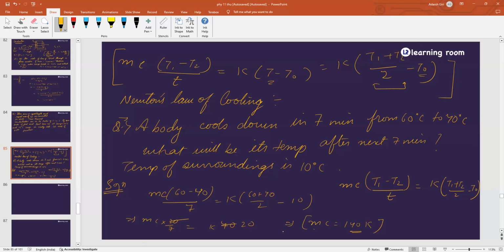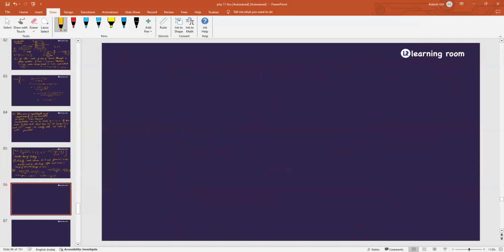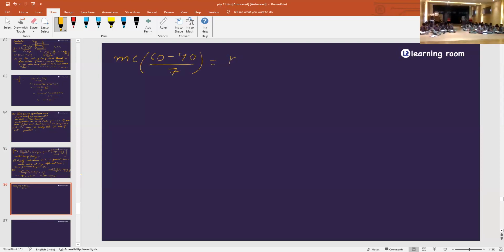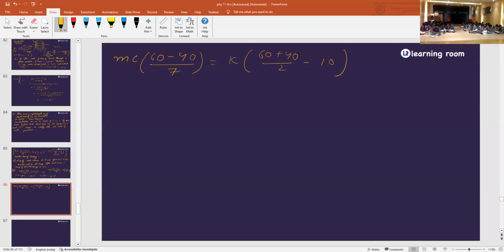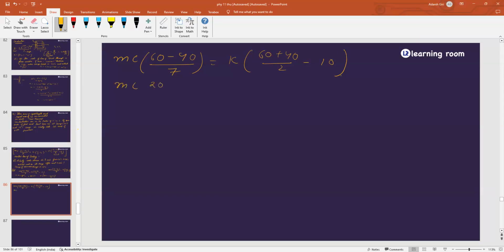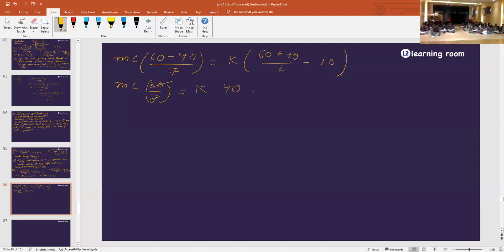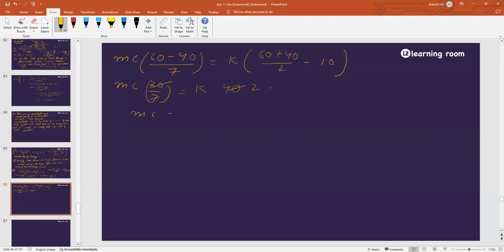Agree, sir? Can you give me that in another slide, sir? It's too small to see. Okay, see. The formula was mc times (initial minus final temperature), and it took 7 minutes, so by 7 is equal to K times the average temperature, (60 plus 40) divided by 2, minus 10. Understood till here? If you solve this, 20 by 7 is equal to K times (100 by 2 is 50, 50 minus 10 is 40), 40. So 20 and 40 get cancelled by 2. So mc is equal to 14K.